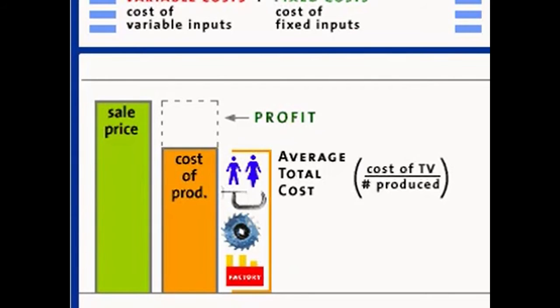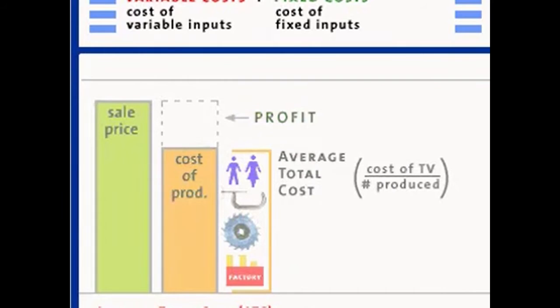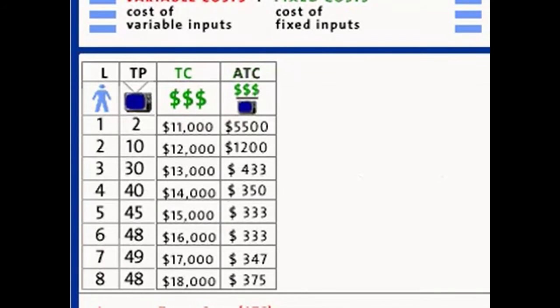We've calculated the total cost of producing any given number of television sets. For example, if you produce 2 television sets, you're going to have a total cost of $11,000, $1,000 for labor and $10,000 for fixed costs. If you divide $11,000 by 2 television sets, you find out that the total cost on average is $5,500. That is, it costs $5,500 when you're producing 2 television sets to produce 1 television set. $5,500 is the average total cost.